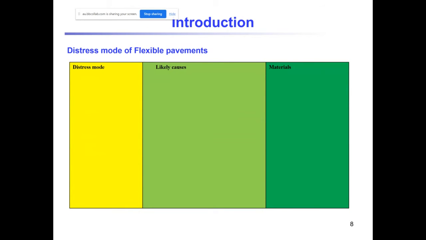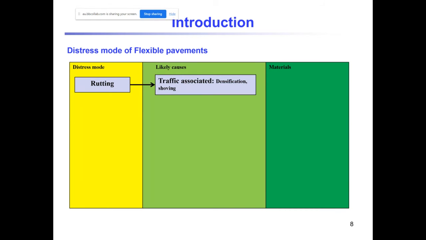In order to design the pavement and determine the thickness, we should know the distress modes of flexible pavement, the failure modes. The first failure mode is rutting or permanent deformation. This is related to the traffic, and is associated with the densification of the material.